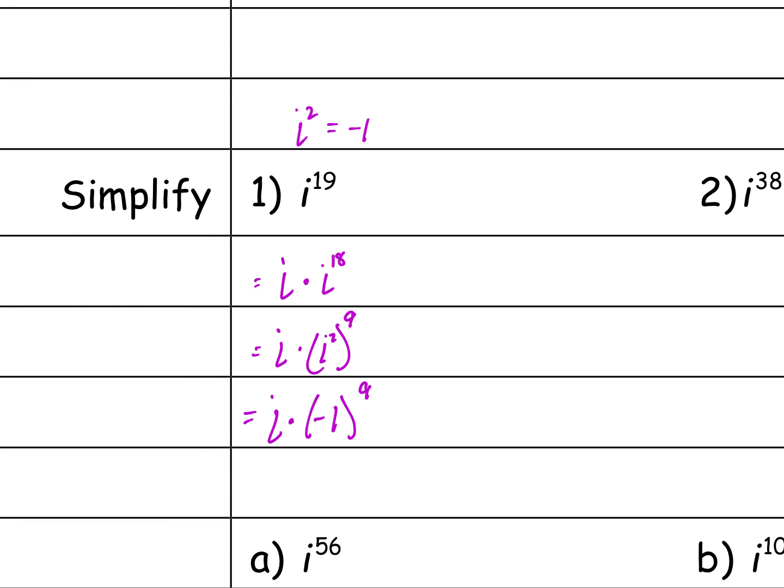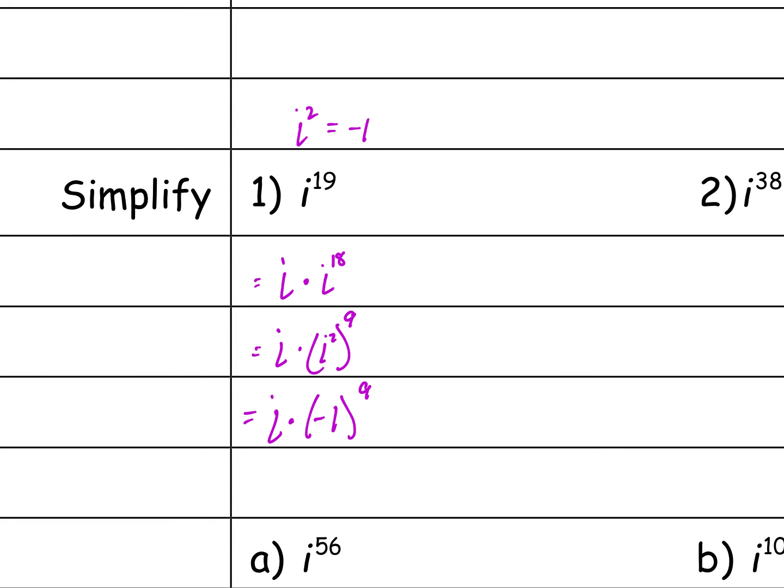Are you sure? -1 to the 9th power. Wait. No. So look, negative times negative is positive. Positive times negative is -1. Because then it's just 2, 2, and then that last one makes it negative. Very good. So that's a good way to think about it.